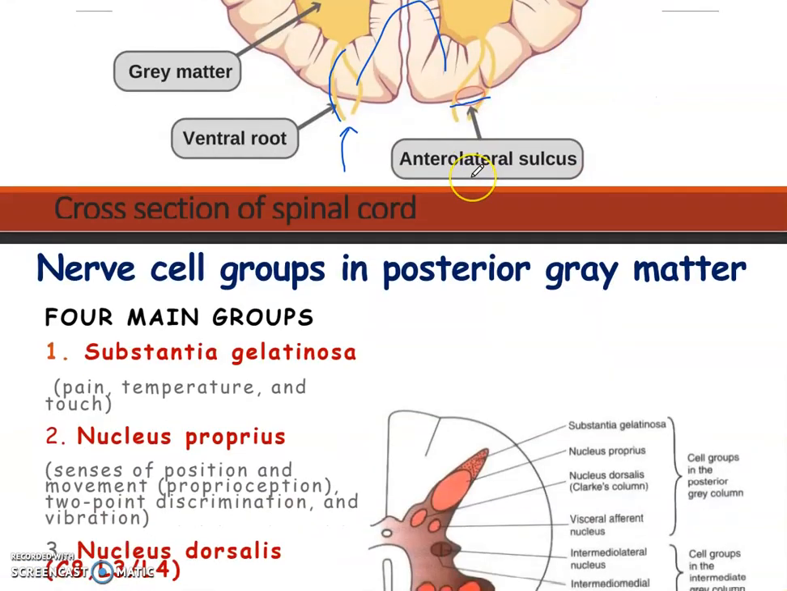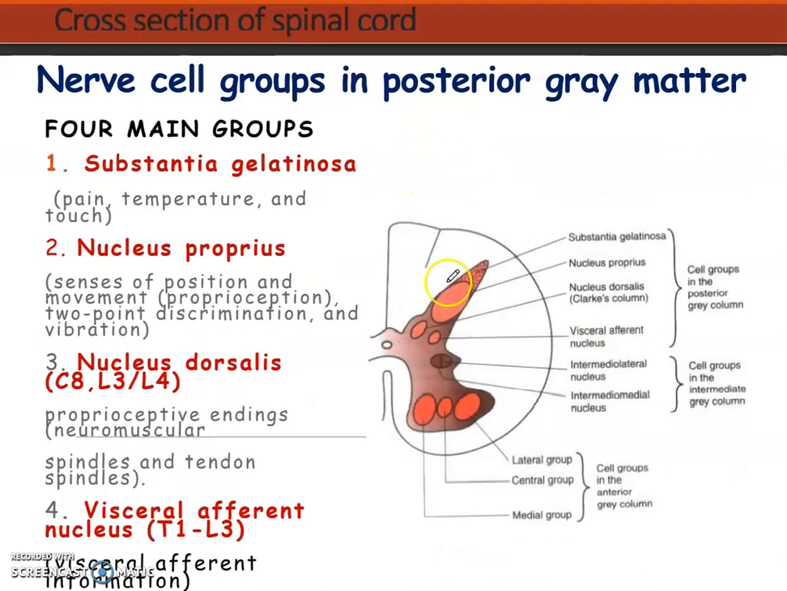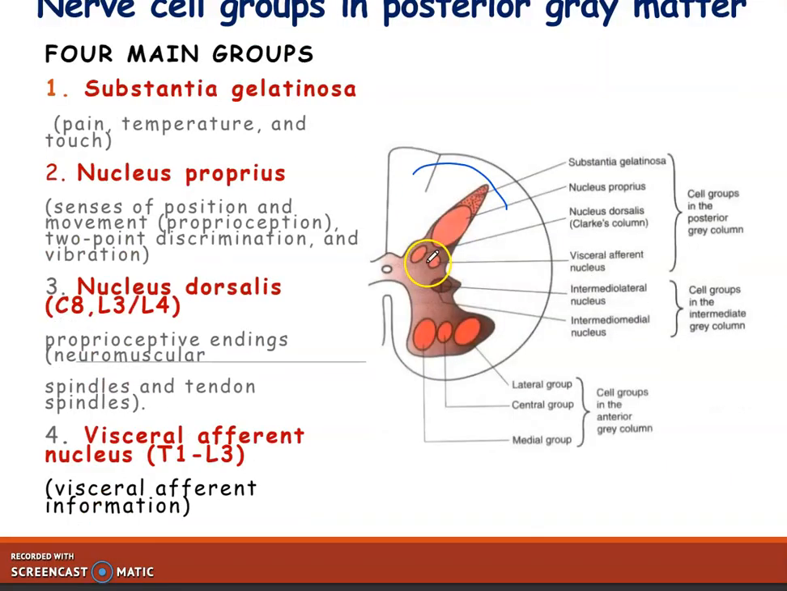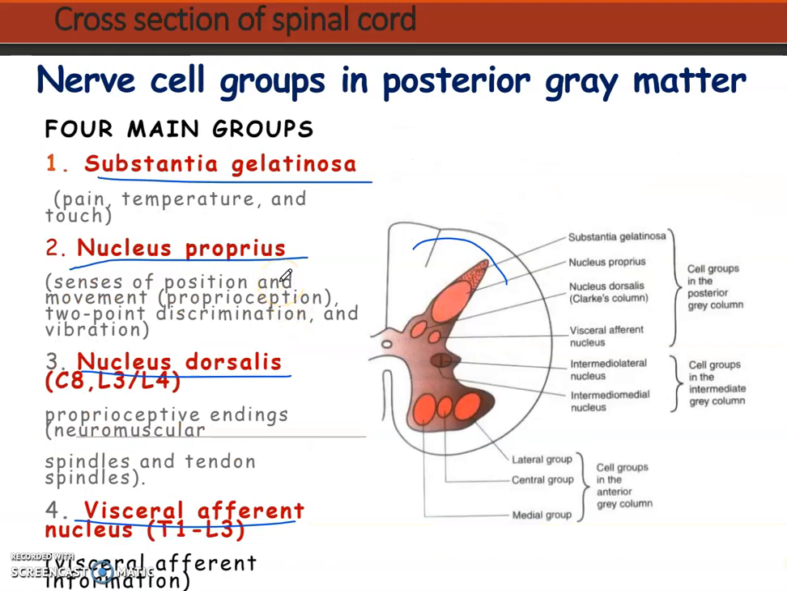And we're gonna move forward. Nerve cell groups in posterior gray matter. There are four main groups, as you can see here. There is the substantia gelatinosa group, and nucleus proprius, nucleus dorsalis, and visceral afferent nucleus. Substantia gelatinosa carries pain, temperature, and touch, and nucleus proprius carries senses of position, movement, and position and movement are both known as proprioception, and 2-point discrimination and vibration.